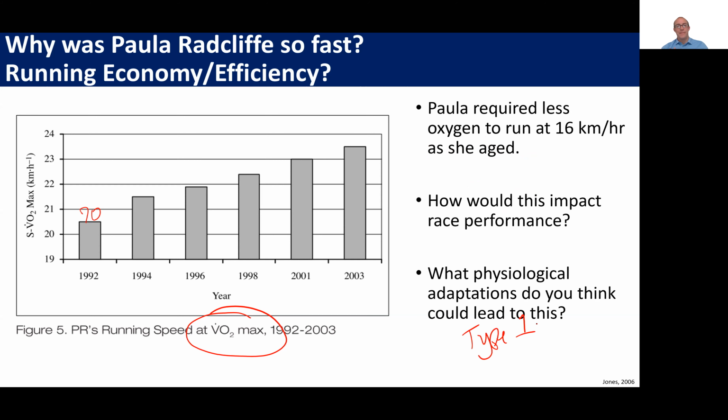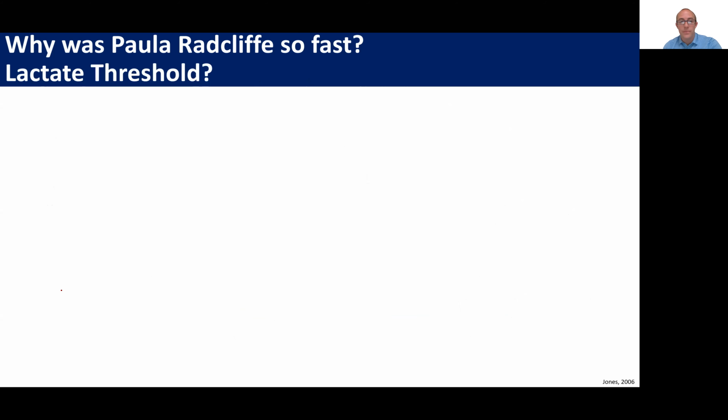Over time, years and years of endurance training signals for the fiber type to gradually shift little by little, and you tend to see a much greater proportion of type 1 fibers after endurance training for a long time than you would before. So she probably has a lot more type 1 fibers in 2003 than she did in 1992. And that means less oxygen required, less ATP required to go at a given speed.